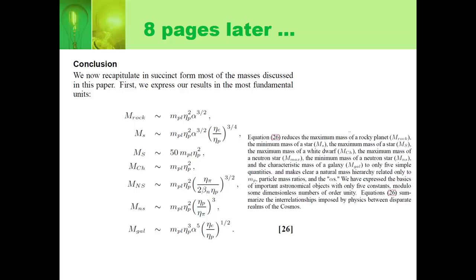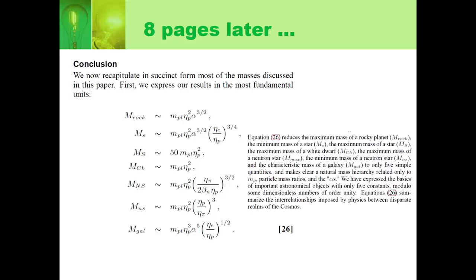8 pages later, and it's just 8 pages, they say that you can write these equations. They actually express it as one equation, equation 26. The mass of a rocky planet is this equation. The minimum mass of a star is the next equation. The maximum mass of the star is the next equation. These are no worse than the equations that I inflict on you, okay? The equations that you do for your homework. So the maximum mass of a white dwarf, the maximum mass of a neutron star, the minimum mass of a neutron star, and the characteristic mass of a galaxy. So yes, they even calculate like what the average galaxy looks like.